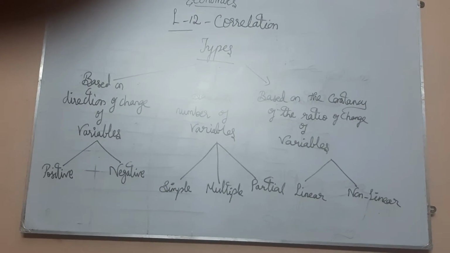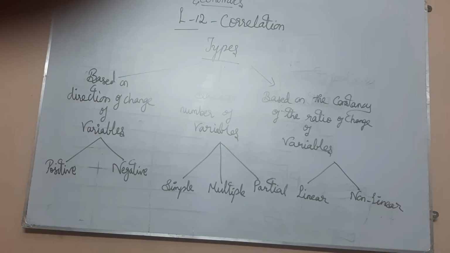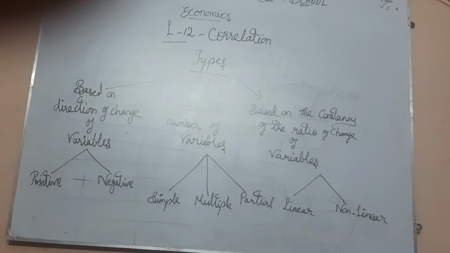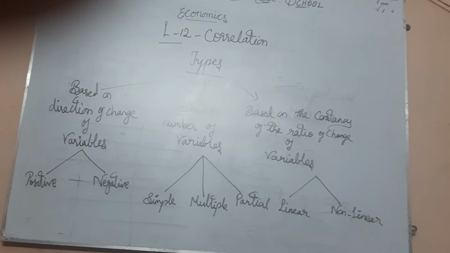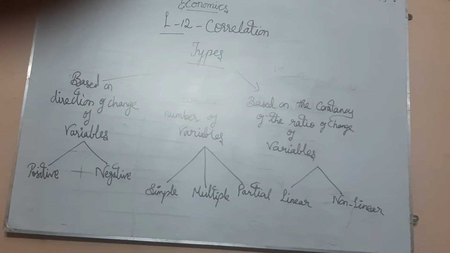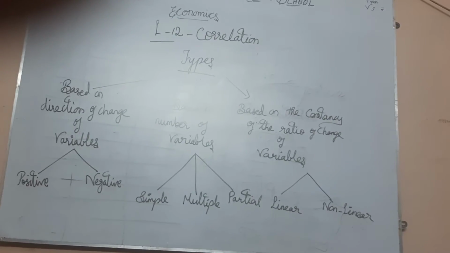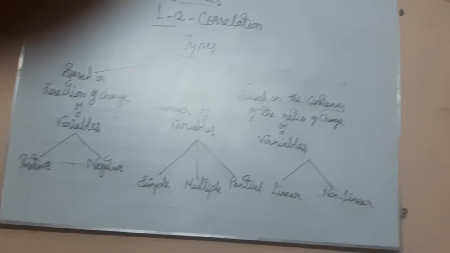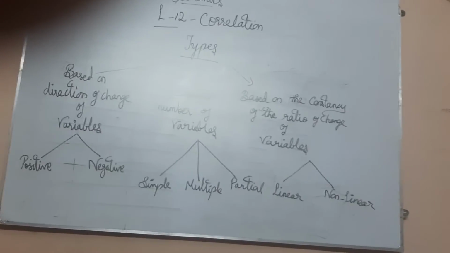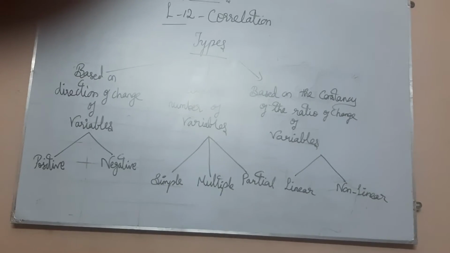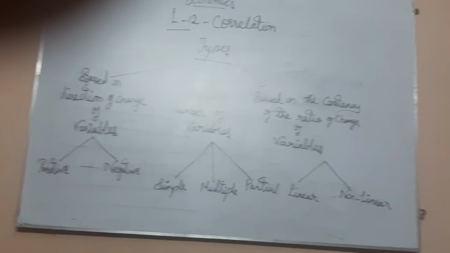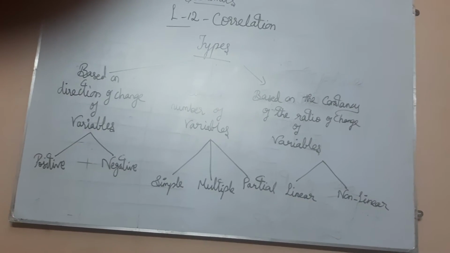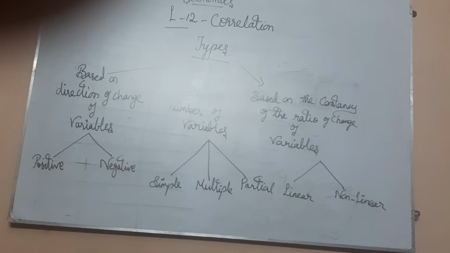Correlation is said to be linear when the amount of change in one variable tends to bear a constant ratio to the amount of change in the other. What we studied in positive correlation, y equals a plus bx, is calculated the same way here too. The amount of change in one variable tends to bear a constant ratio to the amount of change in the other. If one thing changes, the other also changes.